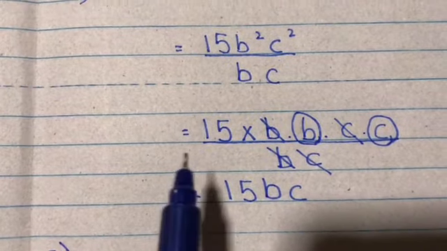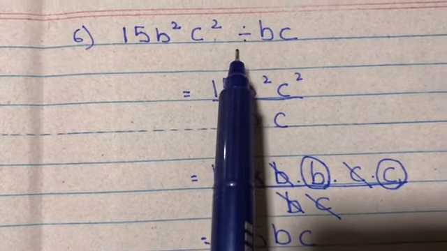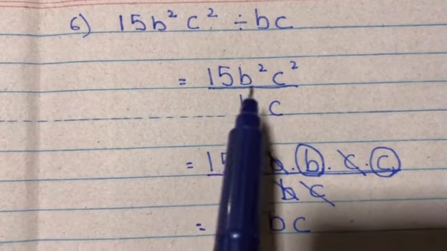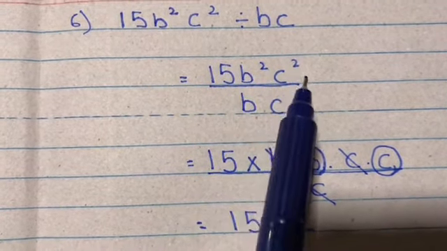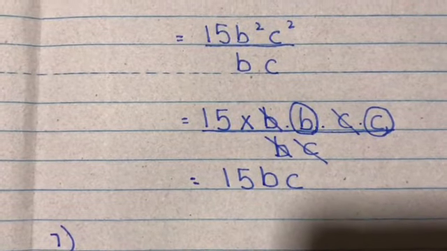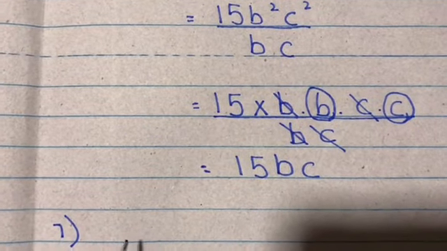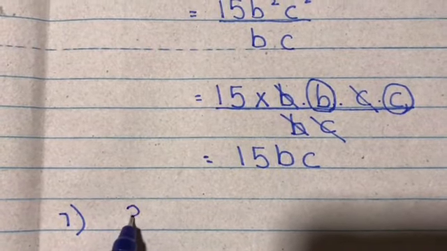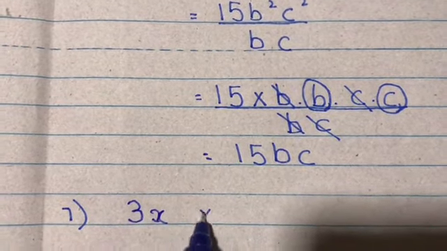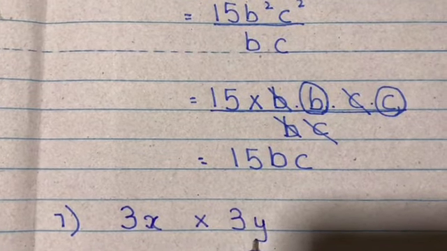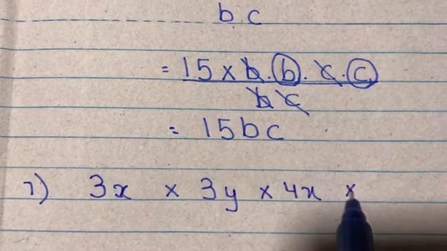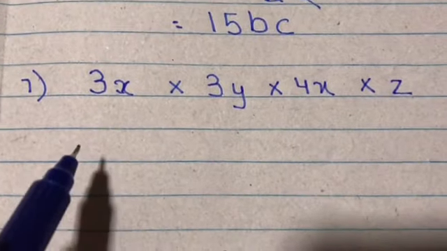So in the division we are going to first replace the division sign with the fraction line, reduce the numbers and then split up the letters so that it's easy to reduce the letters. Now for example, if we have something like this, like I told you, let's put a multiplication and show you one more time. Times 3y times 4x times z. Okay.